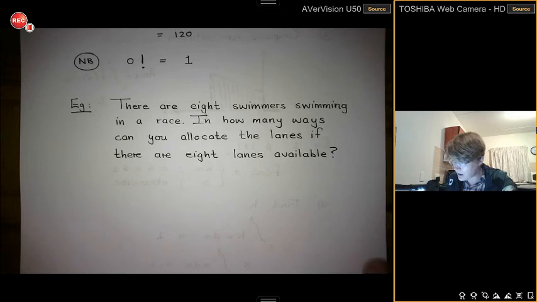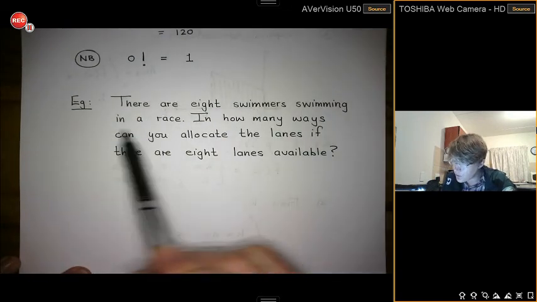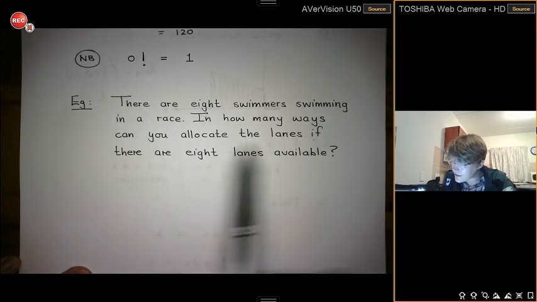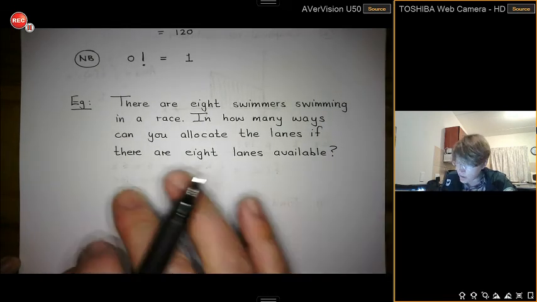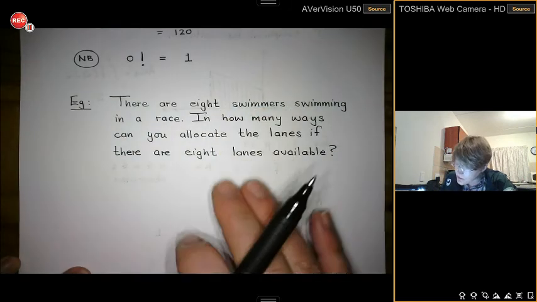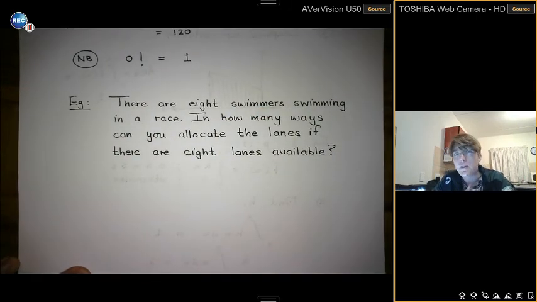Okay. So in this problem it says, there are 8 swimmers swimming in a race. In how many ways can you allocate the lanes if there are 8 lanes available? So pretty much what we're saying is there's a swimming pool, there's only 8 lanes, so you have lane 1, 2, 3, 4, 5, all the way to 8, and there are going to be 8 swimmers swimming in those lanes. So if you think about it, you realize this is very much like the first problem with the runners. I have 8 available choices.